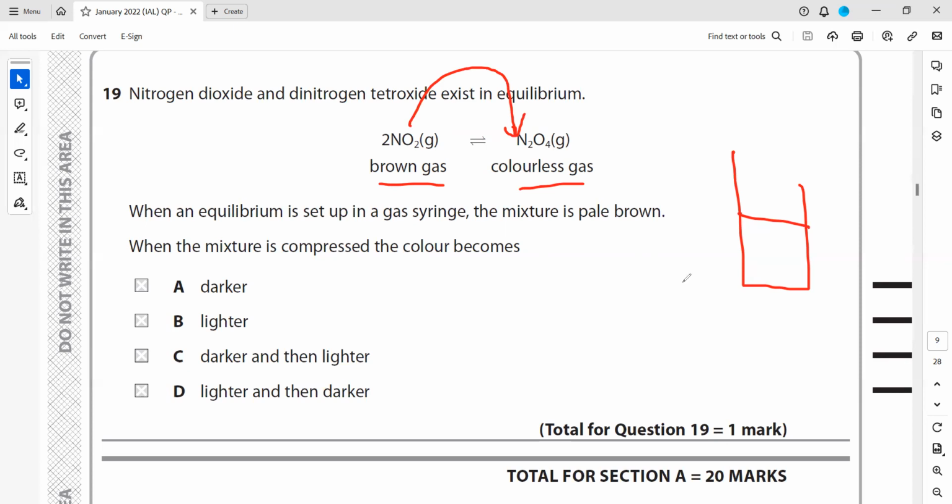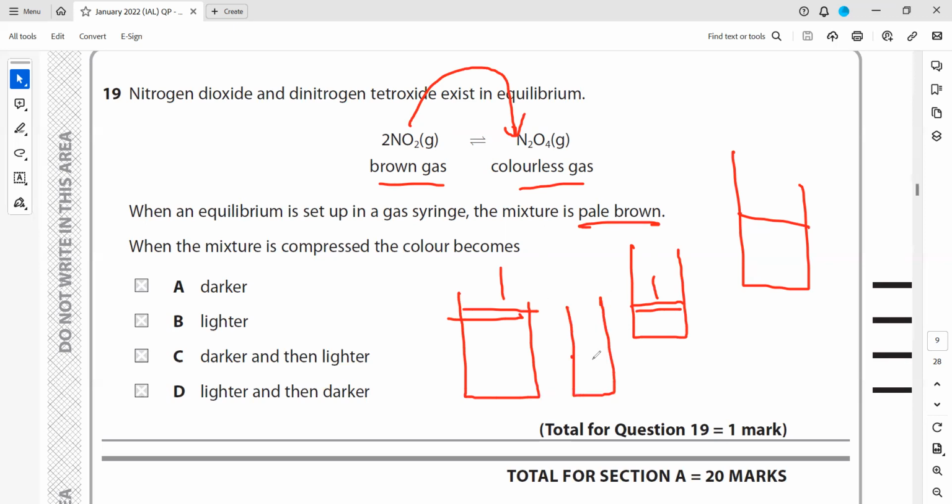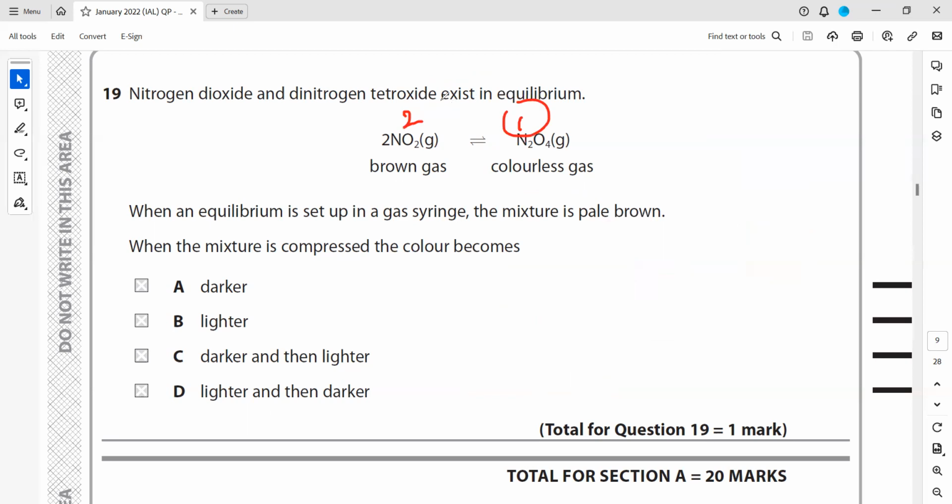First, when you compress, what will happen? The particles come closer. In the beginning, the solution was pale brown, light brown. But when you compress, the particles come closer and the color gets darker. And then, as you increase the pressure, equilibrium will shift towards the side with fewer moles of particles, so 2 and 1, the equilibrium will shift toward the right-hand side. So first when we compress, as the particles come closer, the color gets darker. But then the equilibrium shifts towards the right, and the color gets lighter. That's why C is the right answer.